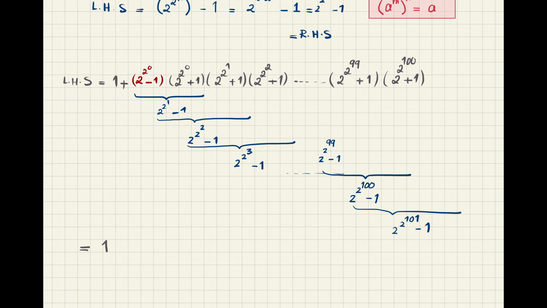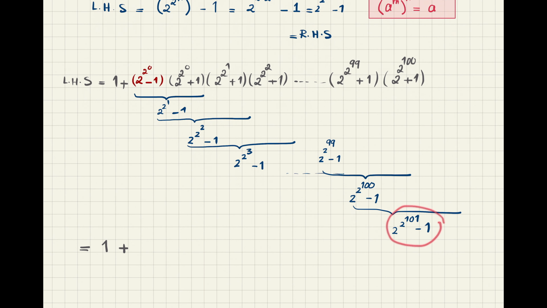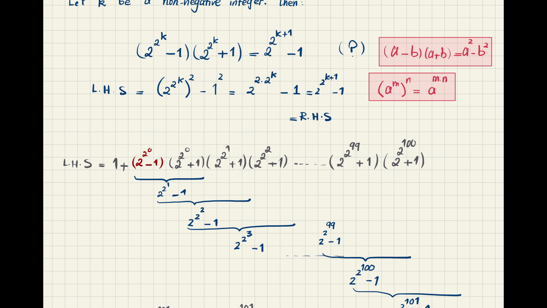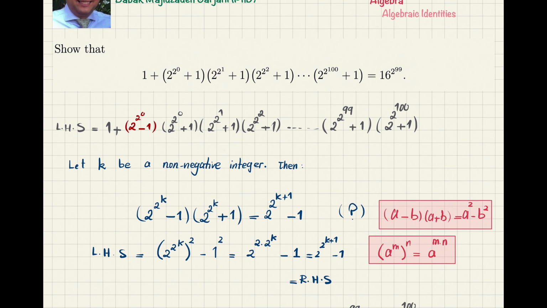So this means that the left hand side becomes equal to, I had 1 here, so I will write this down, plus, then I learned that all this expression becomes 2 to the power of 2 to the power of 101 minus 1. But then what happens? This minus 1 and that one are cancelled, so this becomes 2 to the power of 2 to the power of 101.